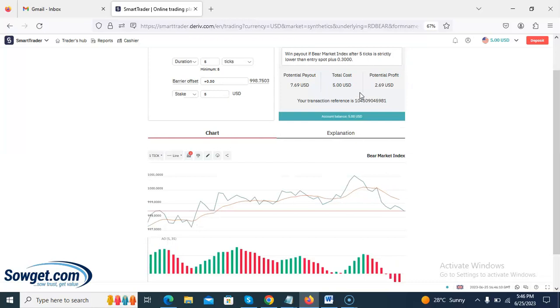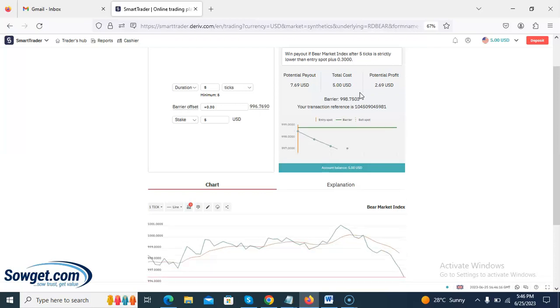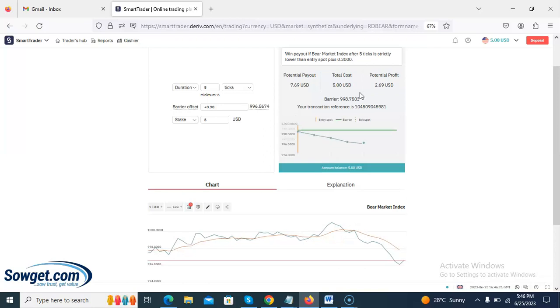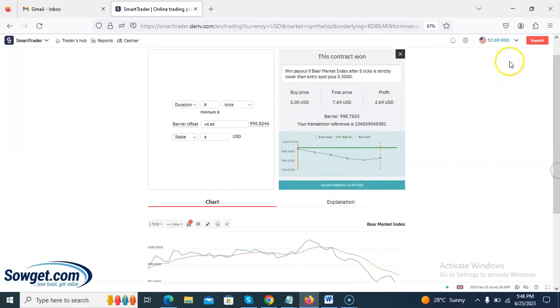All right, so we've taken our first trade. Let's see the outcome. You can see once you follow the rules, guys, you would always get this strategy. We've won the first trade, and that's it. I'll close this, and you can see my balance now is 12.69.